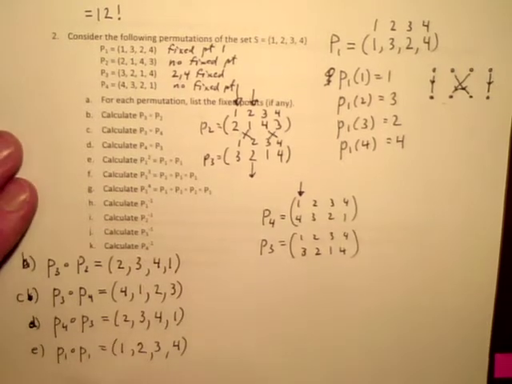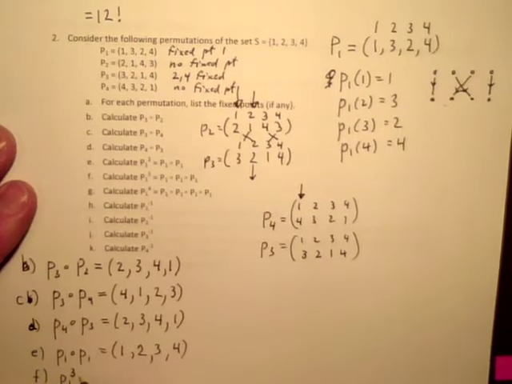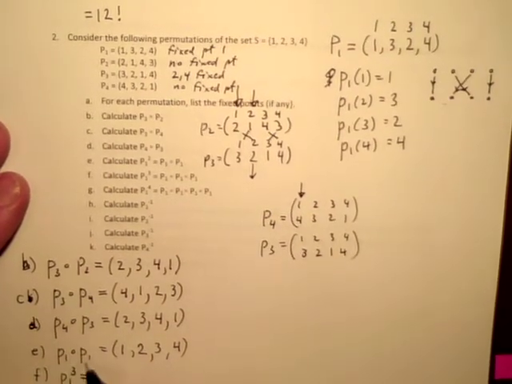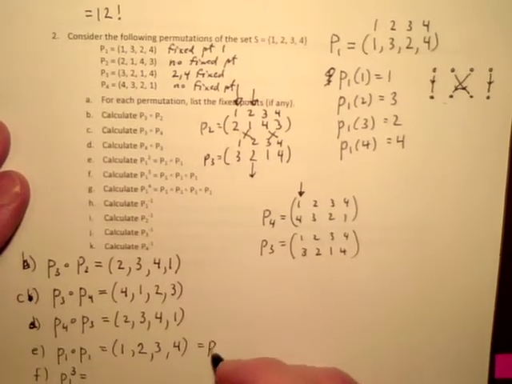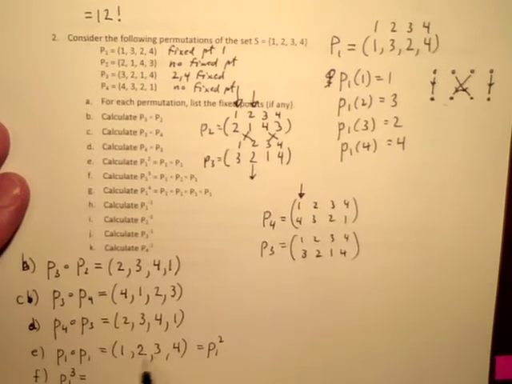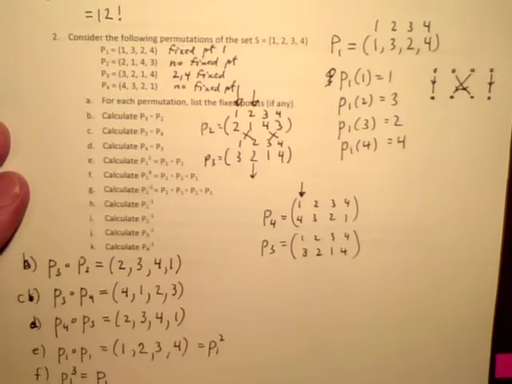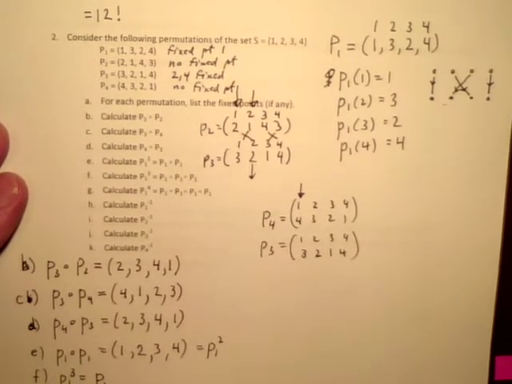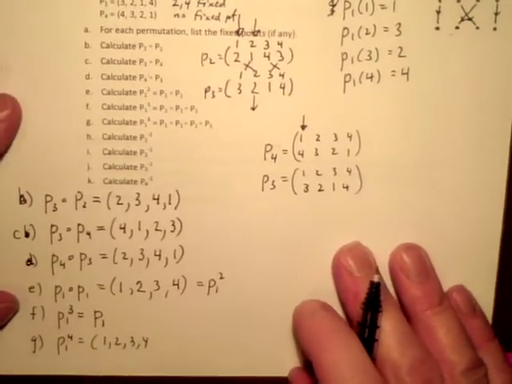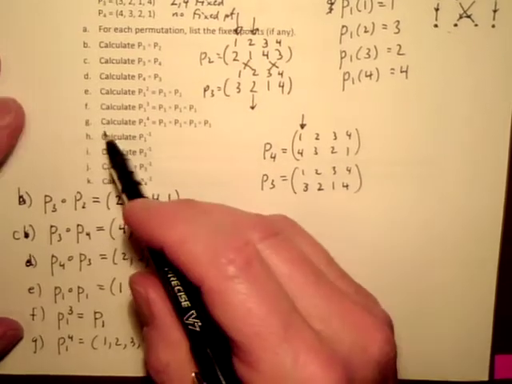And so now we can see that P1 cubed is going to be equal to P1, because P1 squared was equal to the identity. In other words, no rearrangement. So P1 cubed is equal to P1. P1 to the 4th is equal to the identity, 1, 2, 3, 4. Okay, and that takes us up through G.